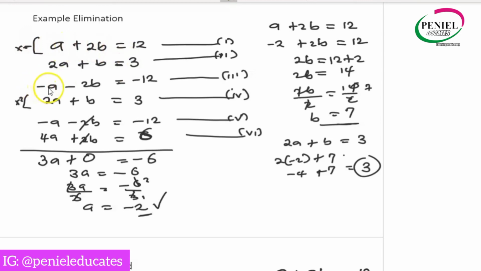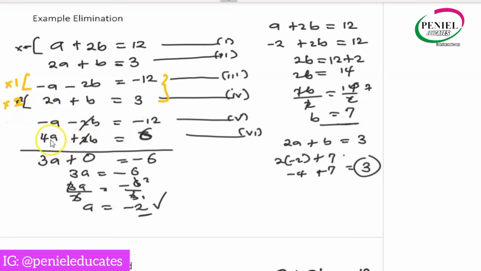So it's going to give me minus a, minus 2b, minus 12, and 2a plus b, with this particular equation. Then I can multiply this one by 1, and this one by 2. If I multiply this one by 2, it's going to give me 2b, so that I can eliminate this. I'm going to have minus a, minus 2b, plus a.